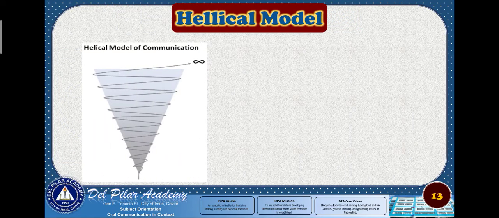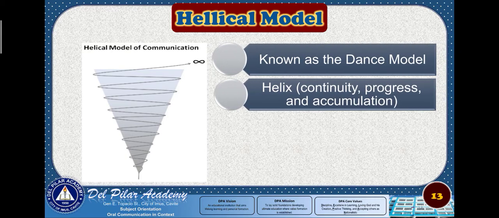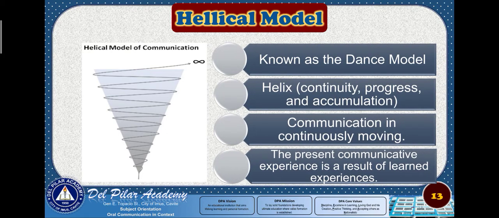We have the helical model. The helical model is known also as the dance model. So it takes the shape of a helix, which symbolizes continuity, progress, and accumulation. From the structure illustrated in the model of dance, the direction and movement of the lines indicate flexibility in the communication process. The connectedness of the past to the present is clearly indicated.